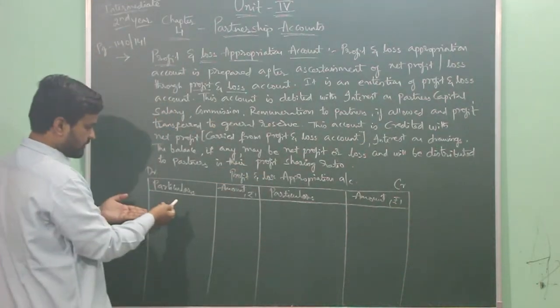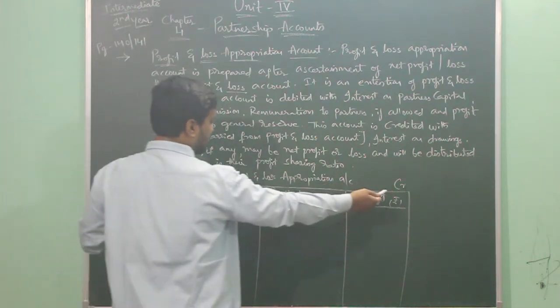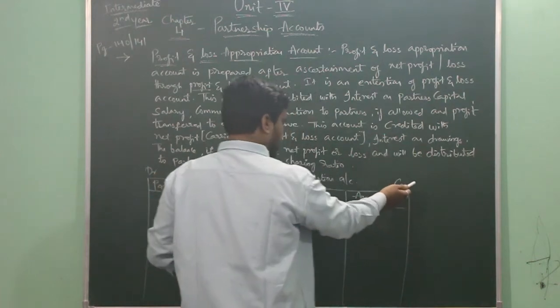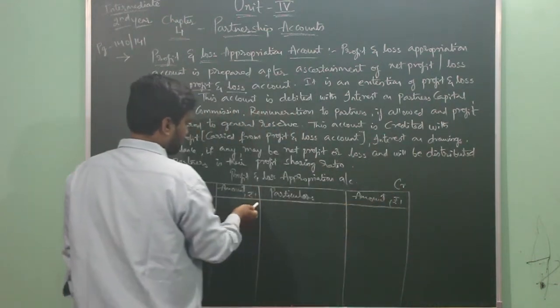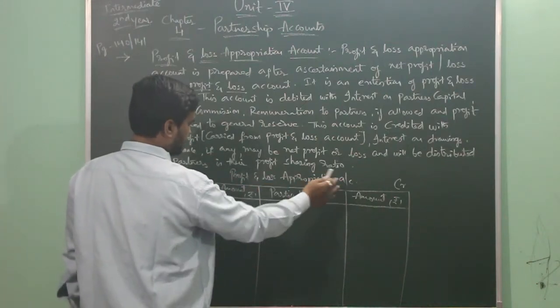So the format for profit and loss appropriation account is particulars amount rupees. Towards extreme left you will be writing it as DR debit, and towards extreme right you will be writing it as CR credit, and the name of the format is profit and loss appropriation. Name of the account is profit and loss appropriation account.